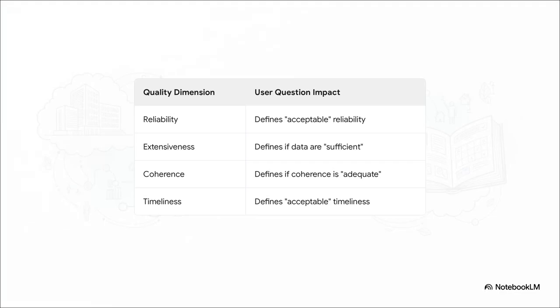And now for the third component, which is really where the magic happens. This is what connects those objective metrics to the very specific needs of your study. The framework is super clear about this. You, the researcher, have to define what acceptable reliability looks like, or what sufficient data means for your unique question. This is the step where generic data quality turns into specific, actionable insight for your project.